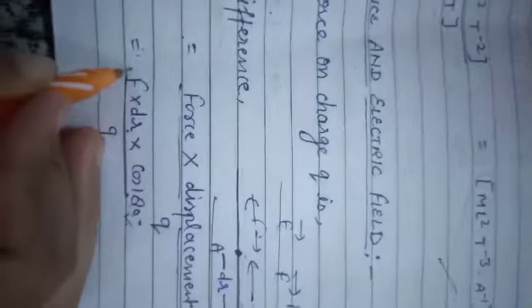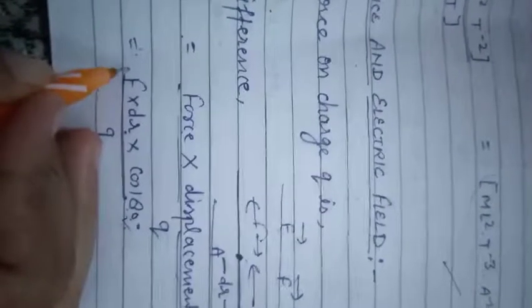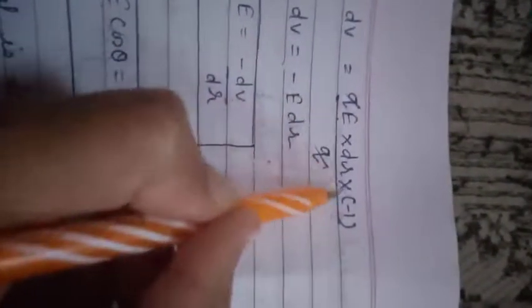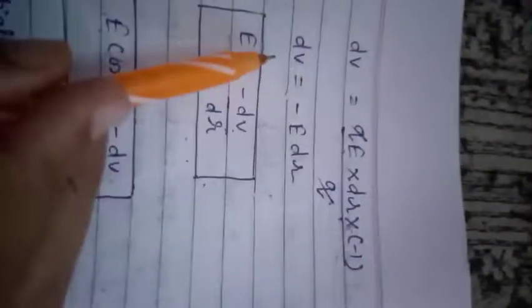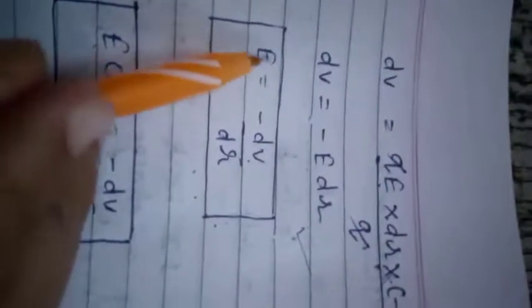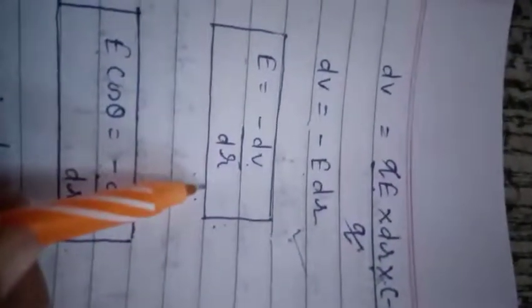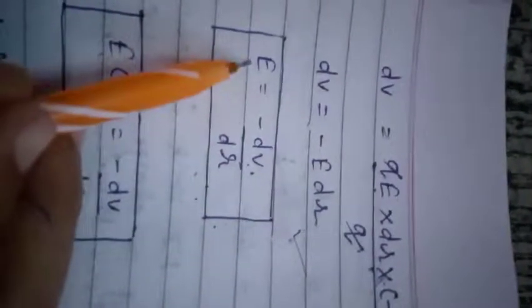Put the value of force F is equal to Q into E in this expression. So it will be Q into E into dr into value of cos 180 degree, which is minus 1. We are cancelling Q by Q, so we get dV is equal to minus E dr. So we can write the expression for the electric field: E is equal to minus dV upon dr. Okay, this is the relation between potential difference and electric field.